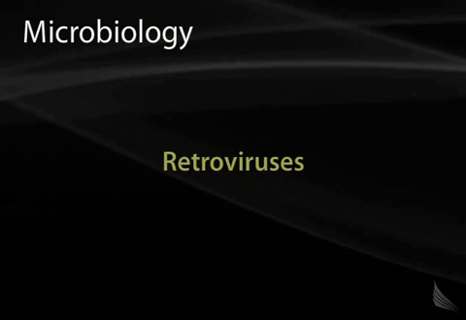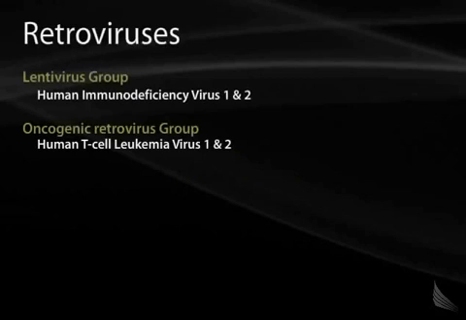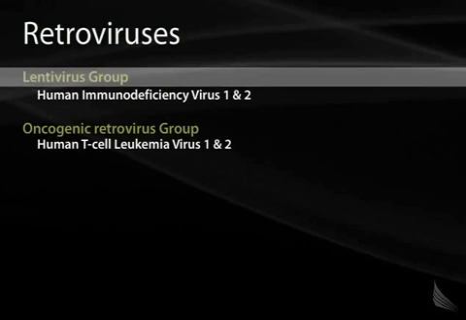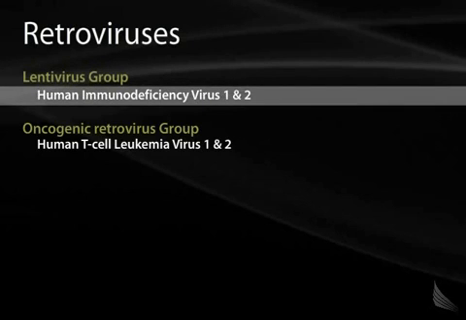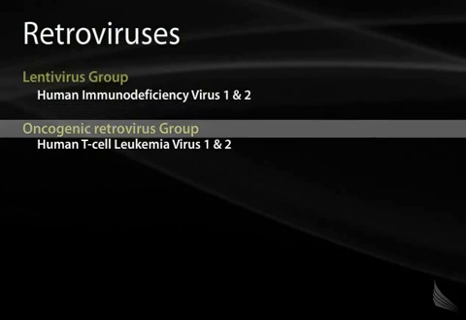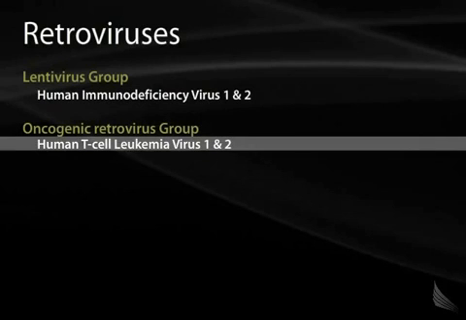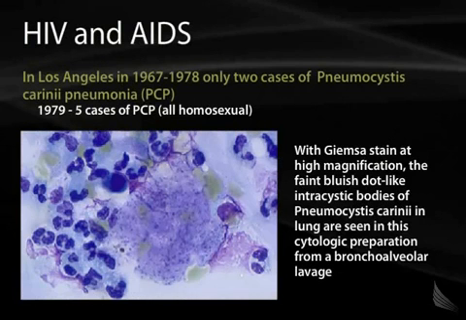We're going to talk about retroviruses. Retroviruses come in two groups that are clinically significant. The lentivirus group, which has human immunodeficiency viruses 1 and 2, and the oncogenic retrovirus group, HTLV virus 1 and 2. We're going to talk about HIV and AIDS first.